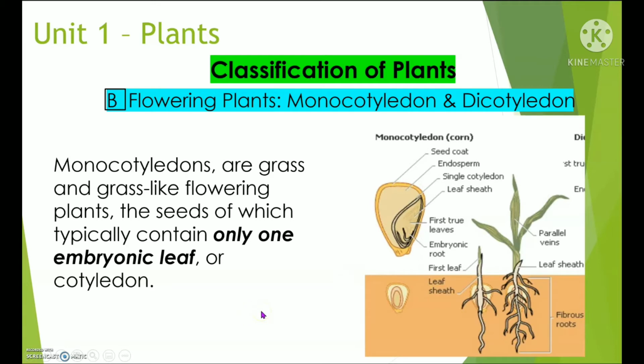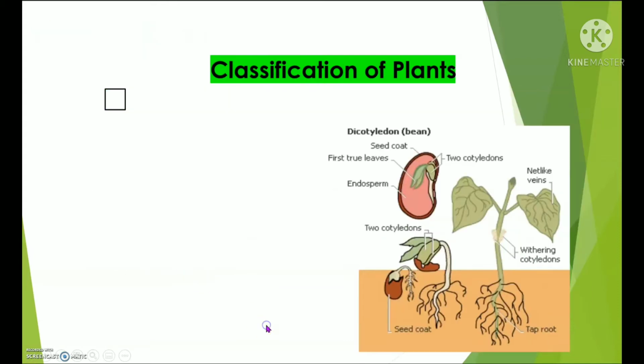Now let's see how many cotyledon embryonic leaf monocot has. Very good. They only have one. Monocots or monocotyledon only have one embryonic leaf or cotyledon. Now let's see the next slide.